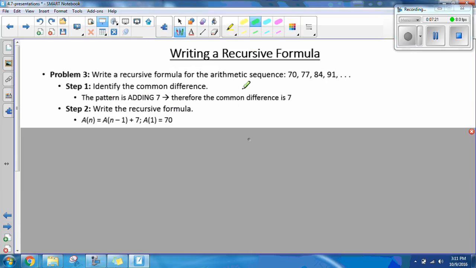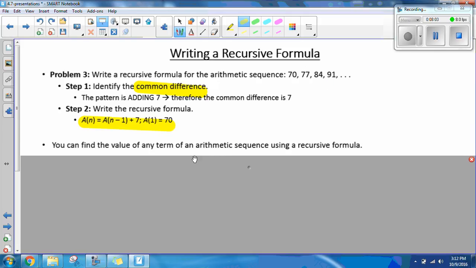Write a recursive formula for the arithmetic sequence 70, 77, 84, 91. The common difference is adding 7, so that is our common difference, that's the pattern. Now we can write our recursive formula. So the nth term, whatever term we're looking for, if we're looking for the 5th term or the 6th term, a of n is equal to a of n minus 1, so the term right before it, that value, plus 7, where a of 1, meaning the value of the first term, is equal to 70. This is the recursive formula for this sequence.